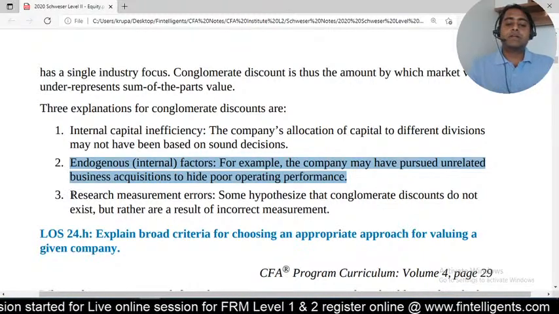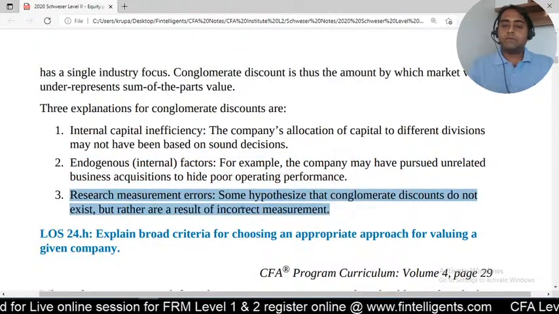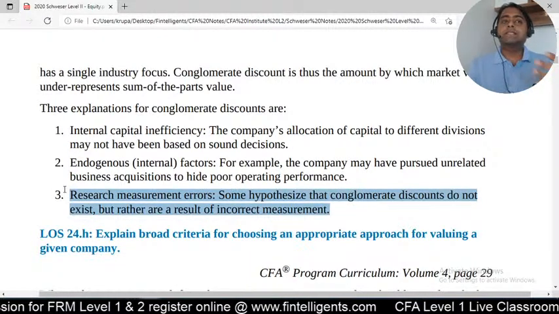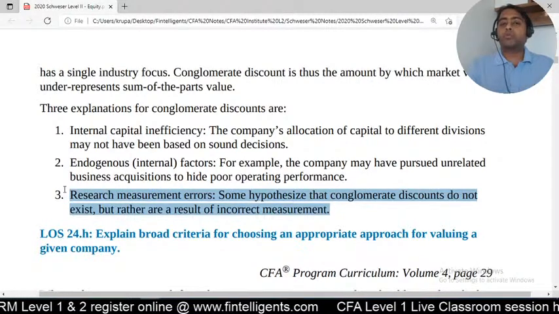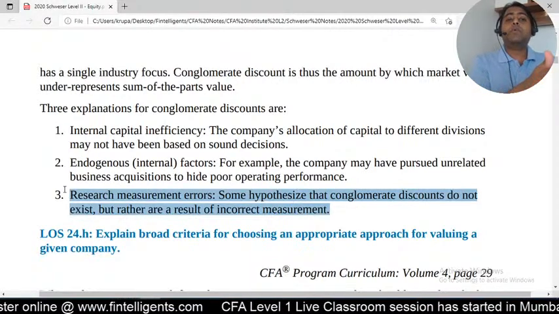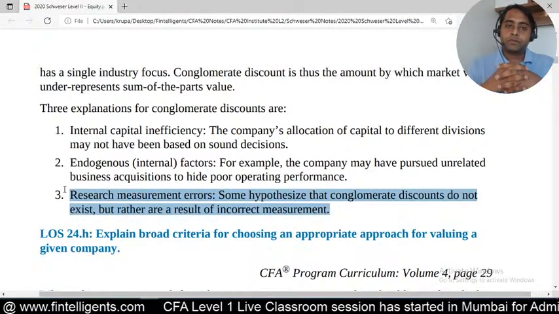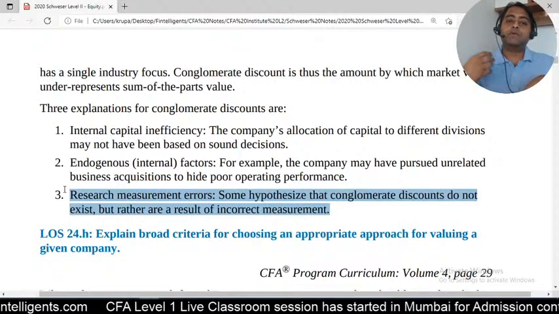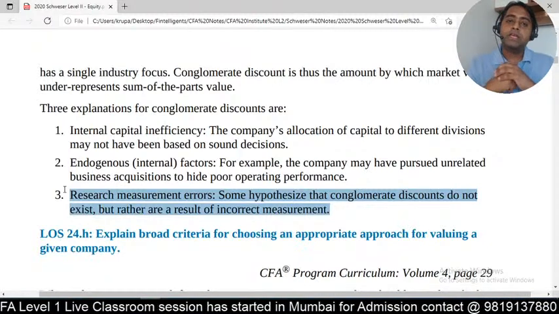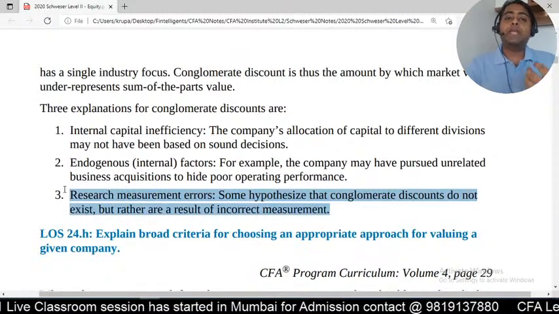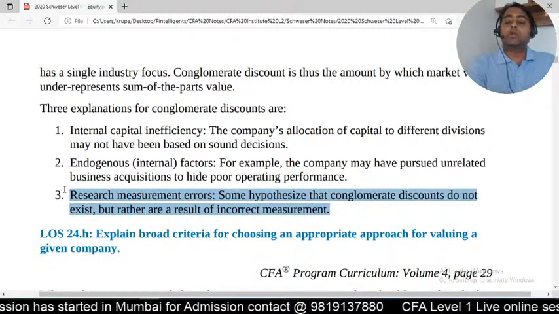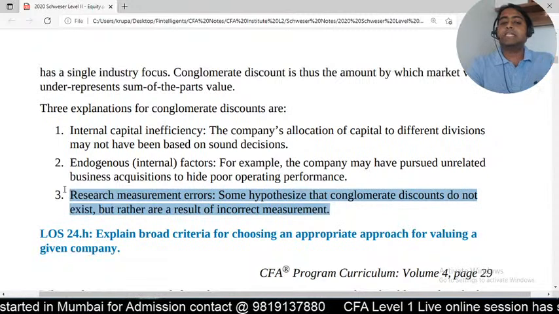Third point, research measurement error. Now, why do we generally see a conglomerate discount? It is sometimes said that there is no such thing as a conglomerate discount. It might be primarily because of an error in the valuation of the entire company. So the third explanation is: when we independently value ITC, why do we find 385 and not 400? It is primarily because when valuing ITC independently, you might have made some error, because of which you are finding a lower value. There is no such thing as a conglomerate discount. That is the third reason.